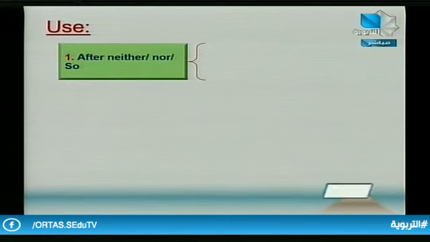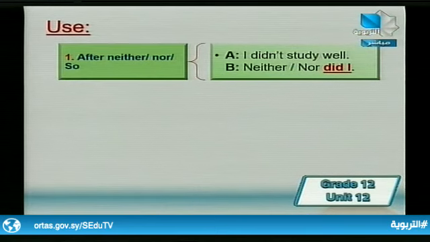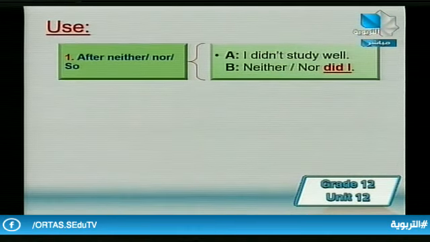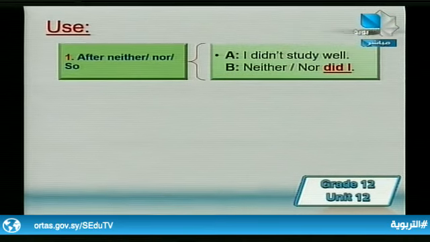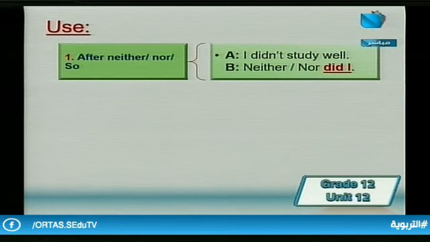Miss Wala, what about the use of inversion? We have many cases. The first one is after neither, nor, or so. For example, I didn't study well, nor did I. We can't say neither I did. We have to put the verb before the subject. We need to invert here, to have an inversion here.